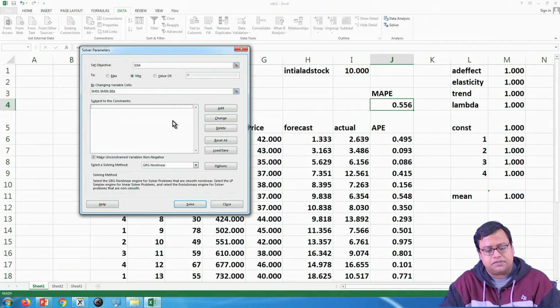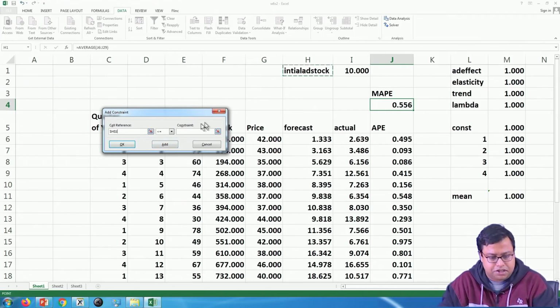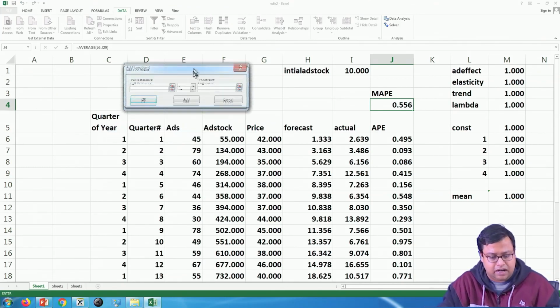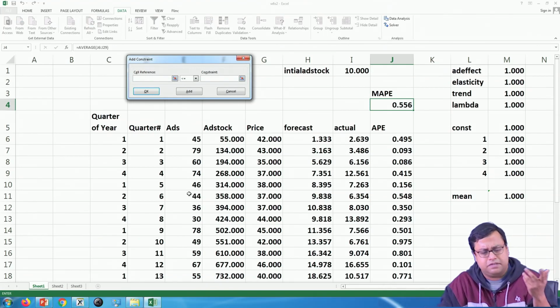Now, all of these will have certain constraints. For example, let us say the add stock, the initial stock. The initial stock will be greater than 0 and the initial stock will be smaller than 100, something like that, because you will see that all the other expenditure is between 0 to 100. So, I am keeping it between 0 to 100, fair enough.